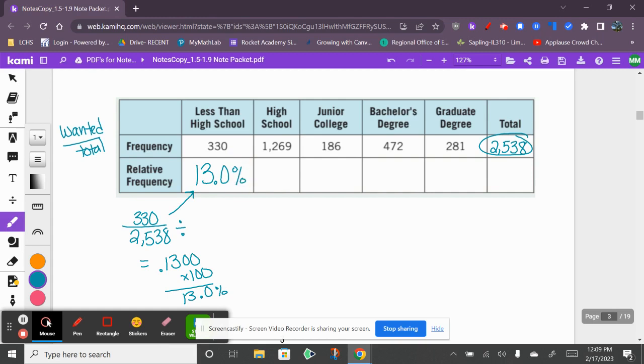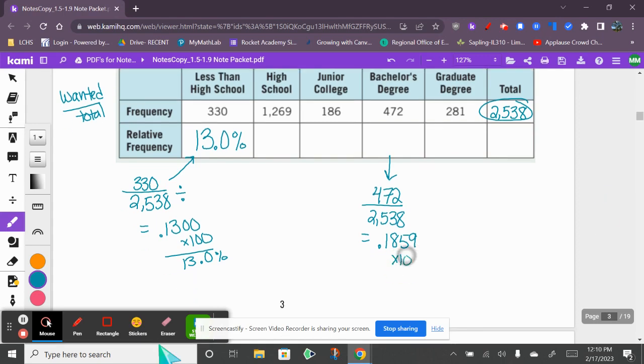Okay, I'm going to just do one more of these. So let's do the bachelor's degree. This one would be 472 out of the 2,538. If we divide, we get 0.1859. Change it to a percent, so 18.59%, which would round to 18.6%.